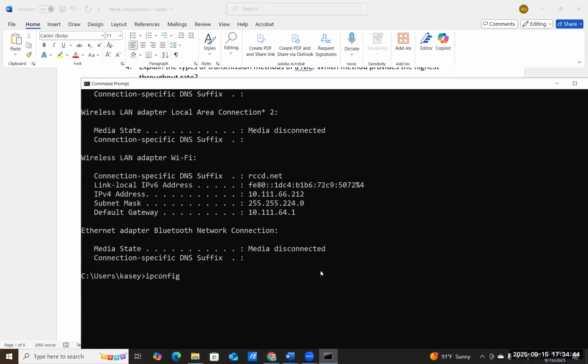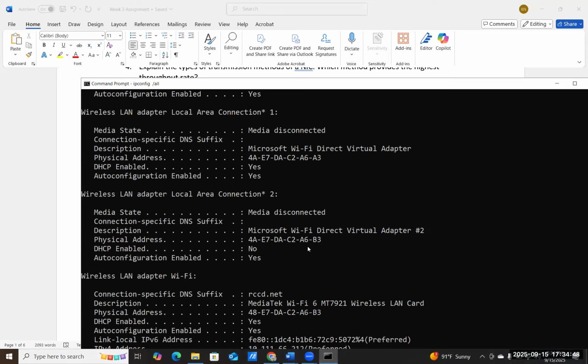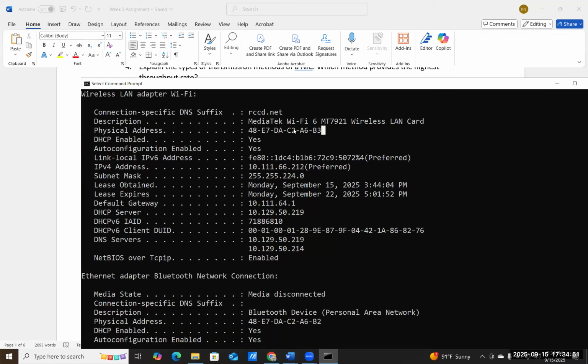And then if I do an all, I would get a physical address, which is this right here. That's your MAC address, right? Now, some systems, some software would use a colon instead of a hyphen, the dash. And so that's common, but it is a hexadecimal system, right? And it's given.